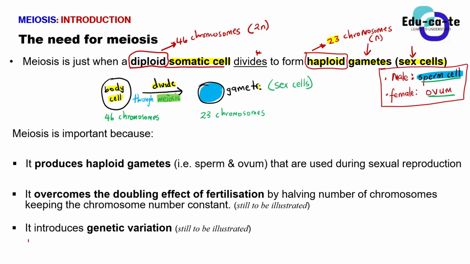Yes, Sam, what's your question? So, sir, am I also allowed to say it forms one gamete? It's not really forming one gamete. This is just an illustration to give you a basic idea that body cells will divide and end up becoming gametes. When we start doing the process, you will understand how many we will have at the end. So don't mention any number of gametes here.